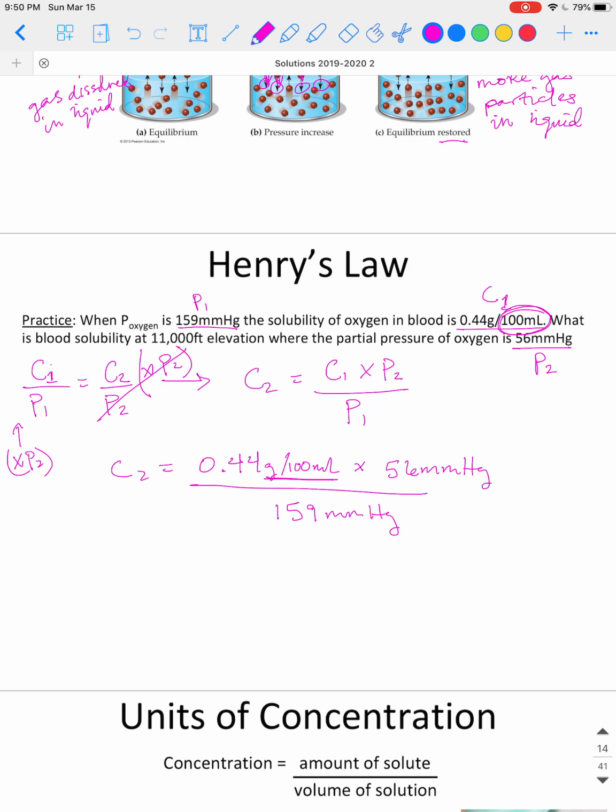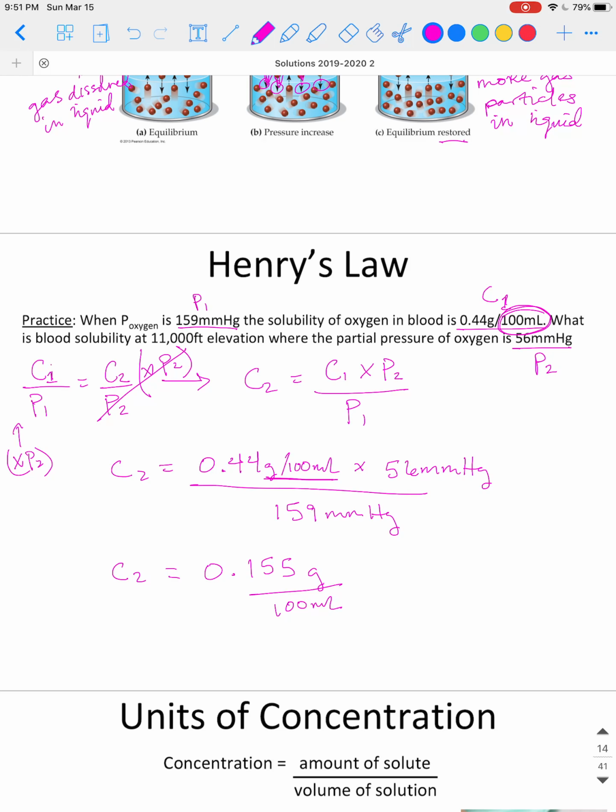Okay, I actually don't have this calculated out, so give me a second. So we'll do 0.44 times 56 divided by 159, and you should get that the concentration of oxygen at a higher elevation where pressure is lower, concentration should therefore be lower according to Henry's law, is 0.155 grams per 100 ml.